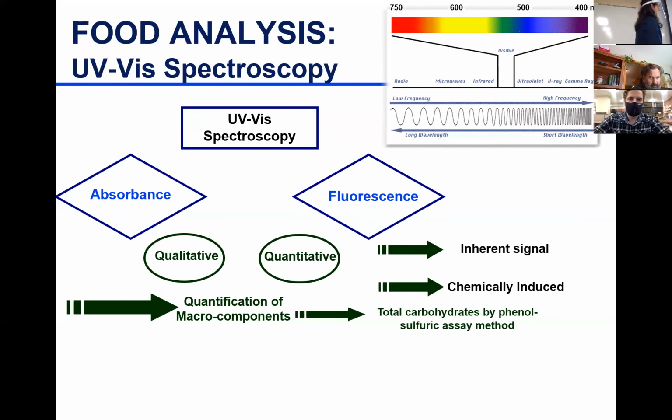This would be an example we're going to cover when we talk about total carbohydrates by phenol sulfuric acid method. So we take the carbohydrate in the sample, we add acid to change their chemistry into furans, and then the furans react with the phenol, and then you get a compound that absorbs light, and you measure that.